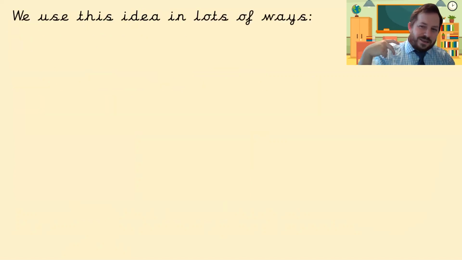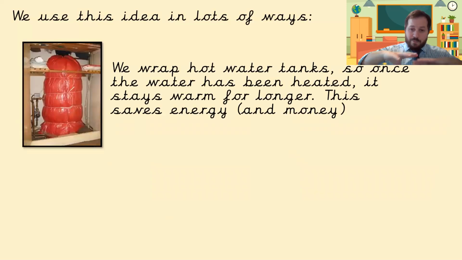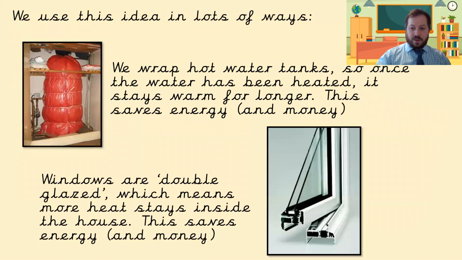And actually, you can see this, and this is used in lots of ways. We wrap hot water tanks so that the water that's heated once inside of it stays warm for longer. And this saves energy, because you have to think about it. Every time you heat that water up, you have to use energy to heat it up. And that energy for us costs money, obviously. But it means that it's warmer for longer and therefore loses less heat. So we wrap it in insulation.